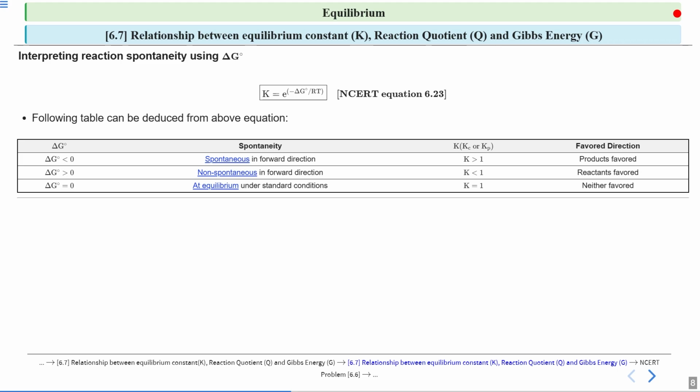Now, you already know from thermodynamics that delta G naught less than 0 means the system is doing spontaneous work in the forward direction. Whereas in the case of a positive value for the Gibbs free energy change, you are doing non-spontaneous work in the forward direction. And the third case, delta G naught equal to 0, means the system will be at equilibrium under standard conditions. So these are the three cases. But can we get an idea about this equilibrium constant? Yes, it's very easy. If you take delta G naught as negative, that means this whole term in the power will go to positive. Why? Because delta G naught is multiplied with a negative sign.